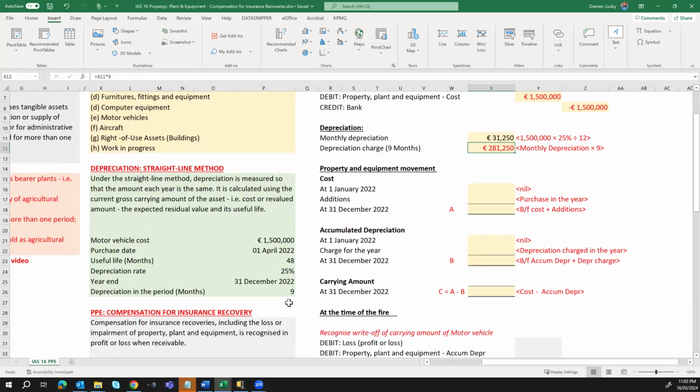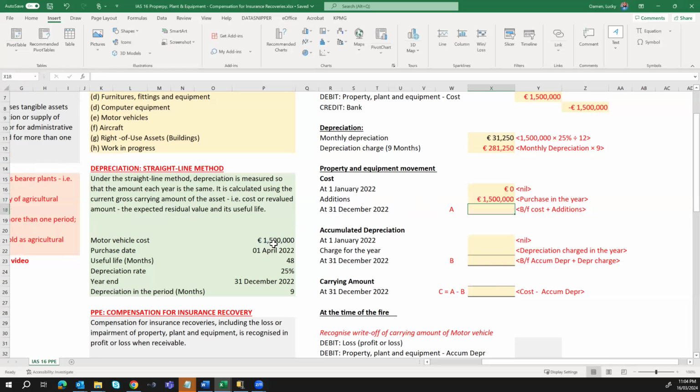The next thing for us to do is to prepare the property, plant and equipment movement schedule, which is to bring in the cost information and then the accrued depreciation information. Then we determine the carrying amount as at the reporting date. For this company, there was no cost brought forward, so our cost brought forward at 1st of January 2022 is nil, so I'll put in 0. We have these additions in the year, which was purchased on the 1st of April 2022 for 1.5 million euros. That would be my addition.